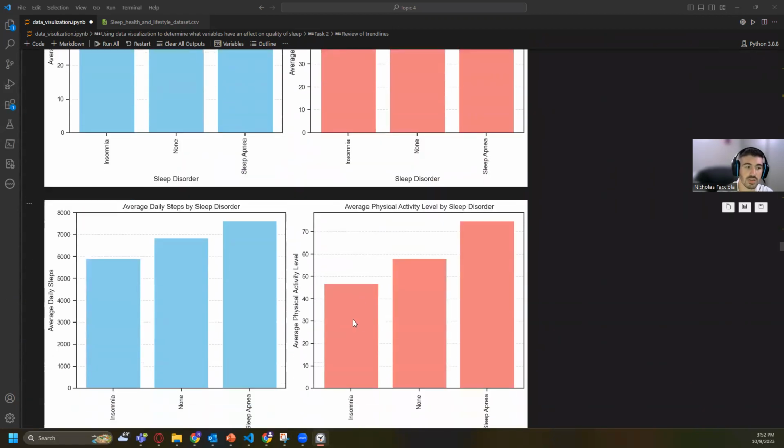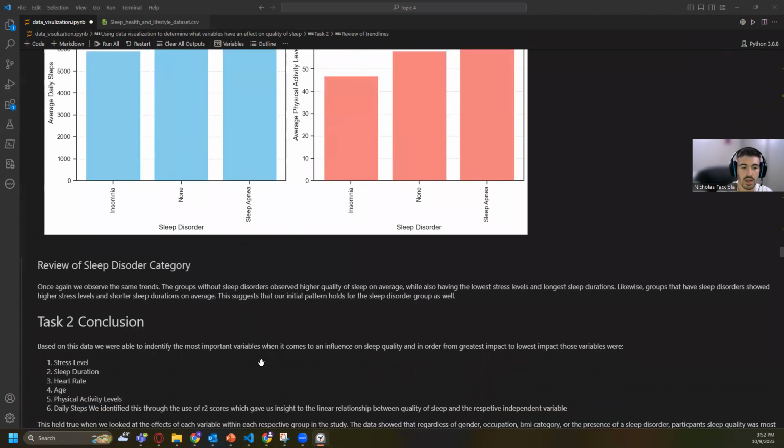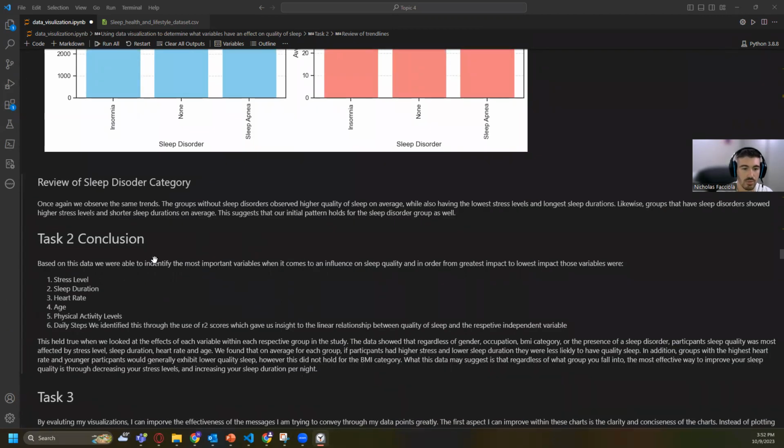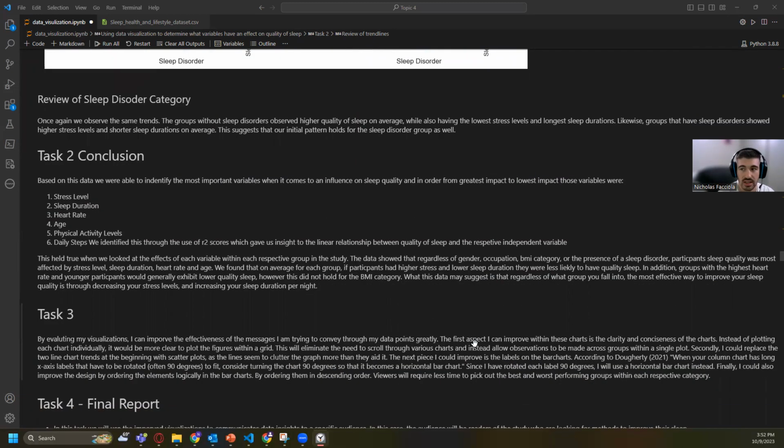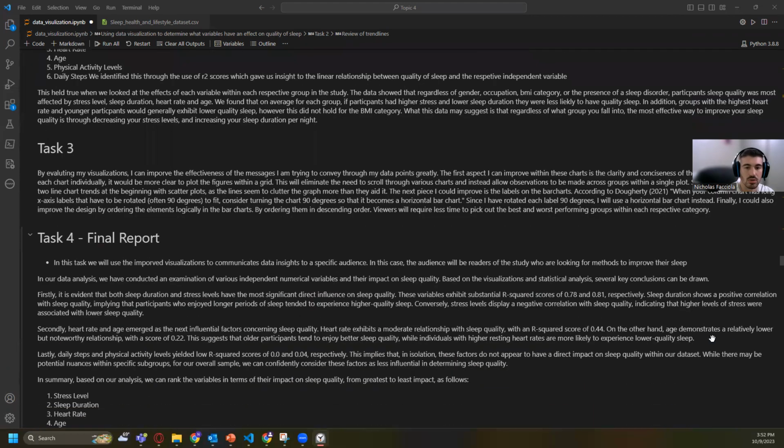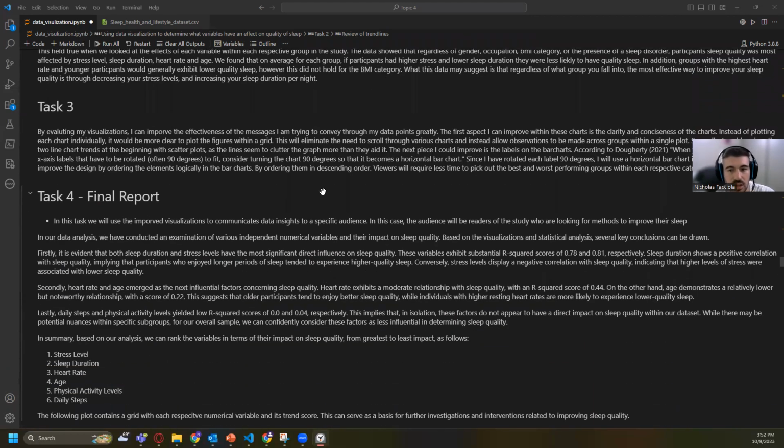So what that tells you is, irrespective of what category you're in, the most important metrics to improve your sleep are going to be stress level, sleep duration, heart rate, age, physical activity level, and your daily steps in that order. So to improve this, instead of having multiple graphs for each one, I plotted all the axes into a singular plot, so that way you can see them all side by side in a grid without having to scroll through multiple plots.